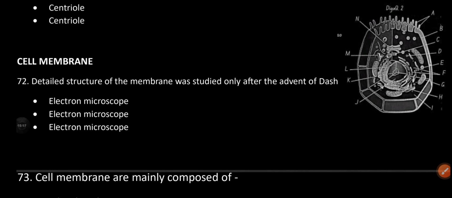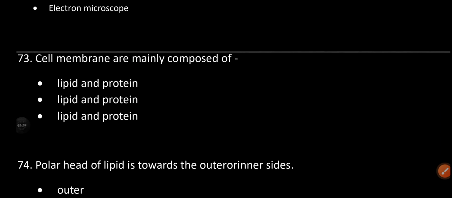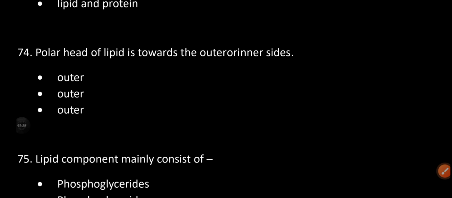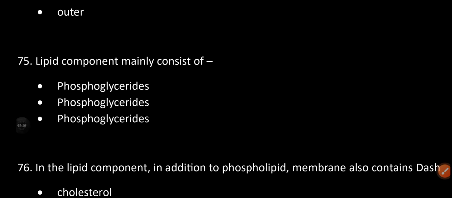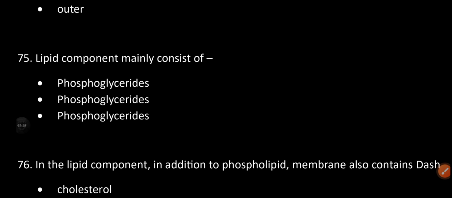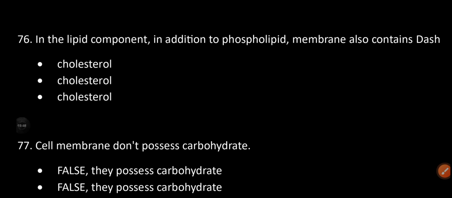Cell membrane. Detailed structure of membrane was studied only after the advent of the electron microscope. Cell membranes are mainly composed of lipid and protein. Polar head of lipid is towards the outer or inner side? Outer. Lipid component mainly consists of phosphoglycerides.